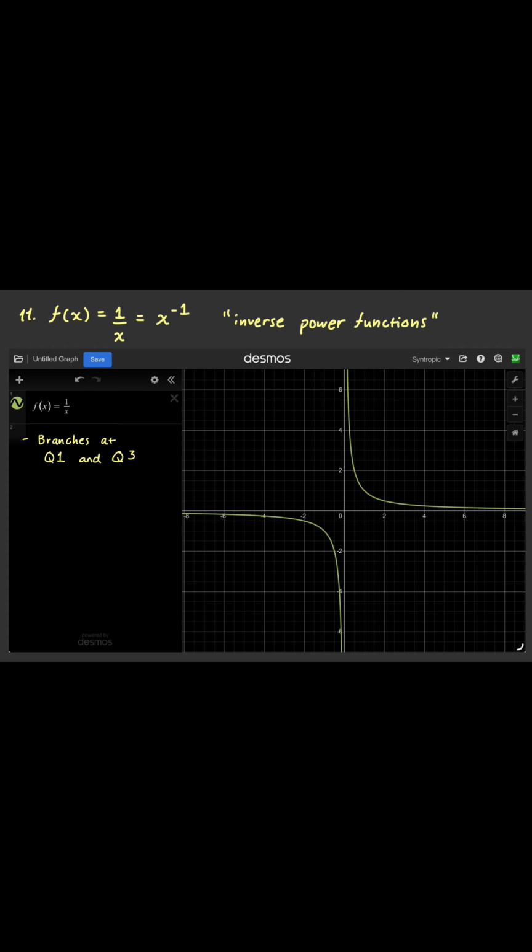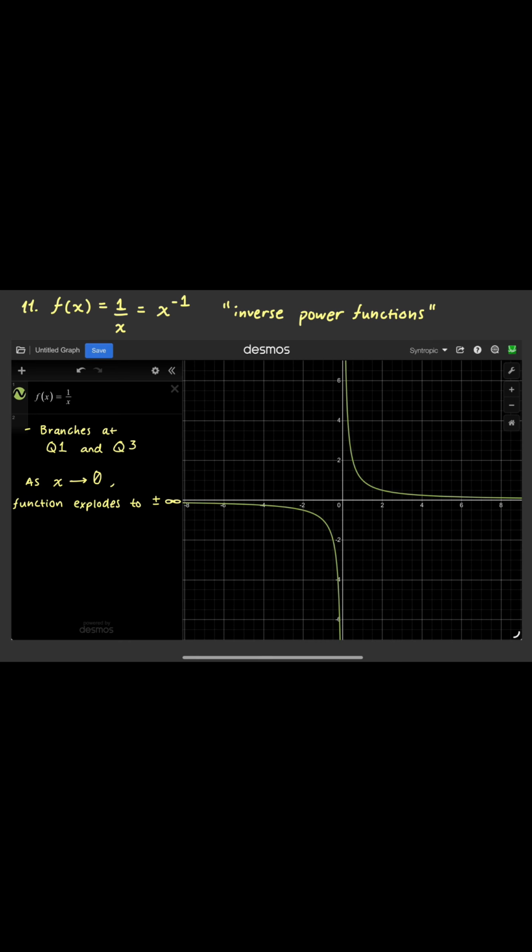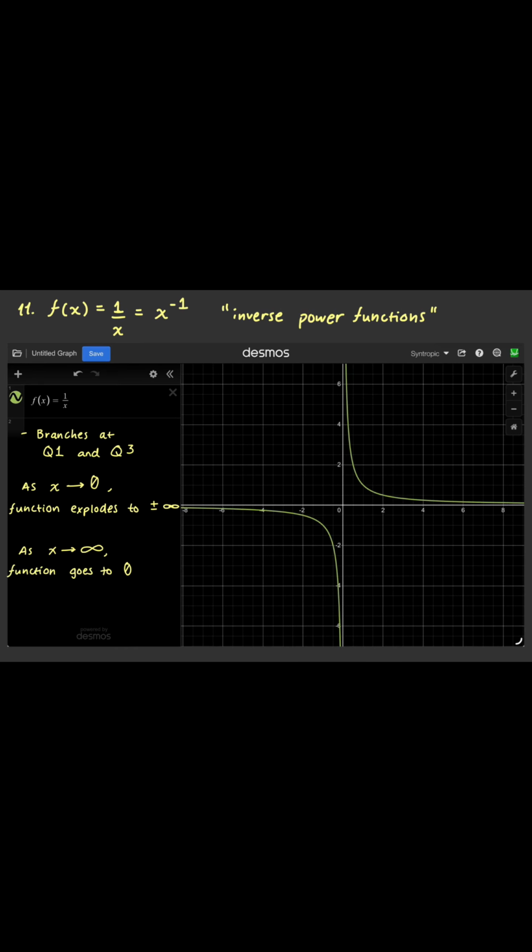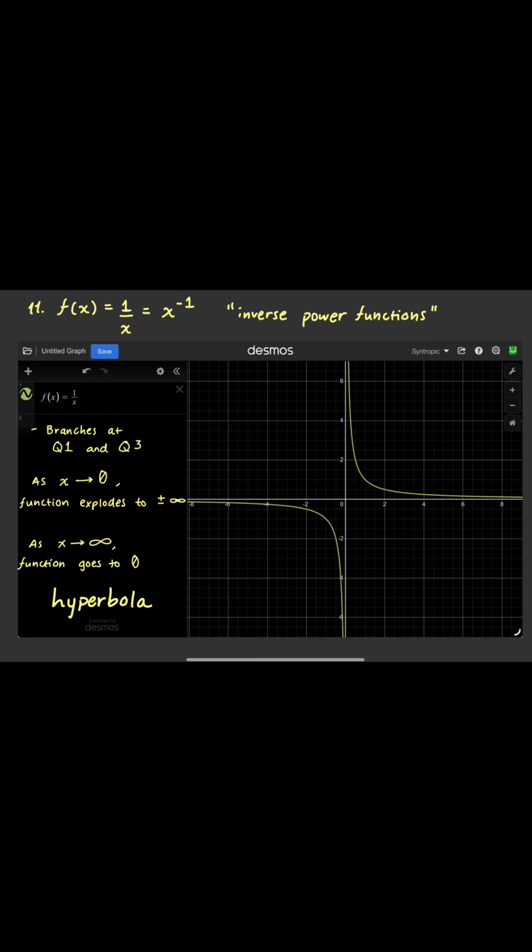Note that there are 2 branches, one in quadrant 1 and another in quadrant 3. And as x goes to 0, the function explodes to positive and negative infinity. And as x goes to infinity, the function goes to 0. This is known as the hyperbola.